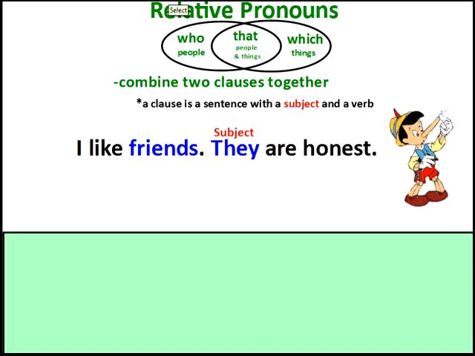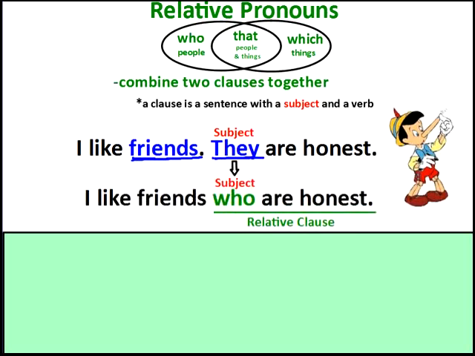Let's look at our sentence here. It says, I like friends. And then another sentence, they are honest. I have something in common between these two sentences, and that's friends and they. When this happens, I can combine these two clauses, these two sentences together, but I need to use a relative pronoun. So how can I do this? Here's the answer. I like friends who are honest.